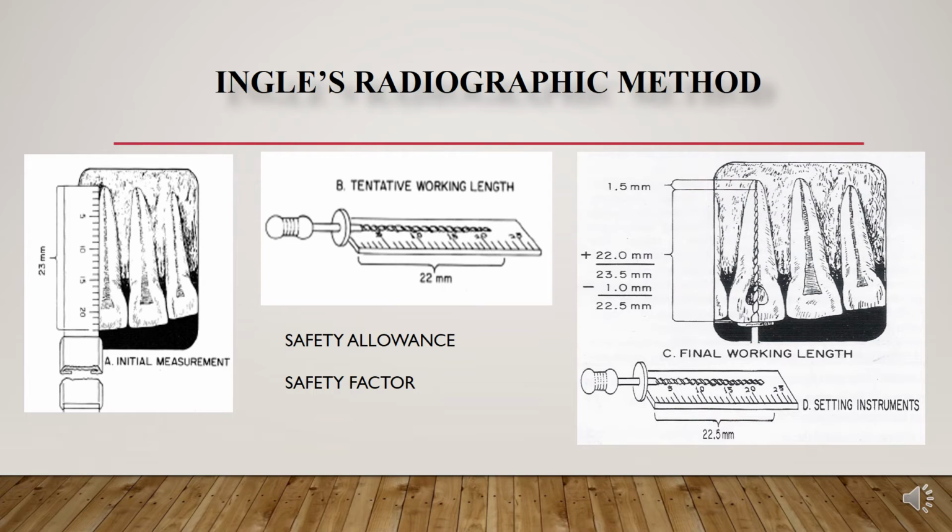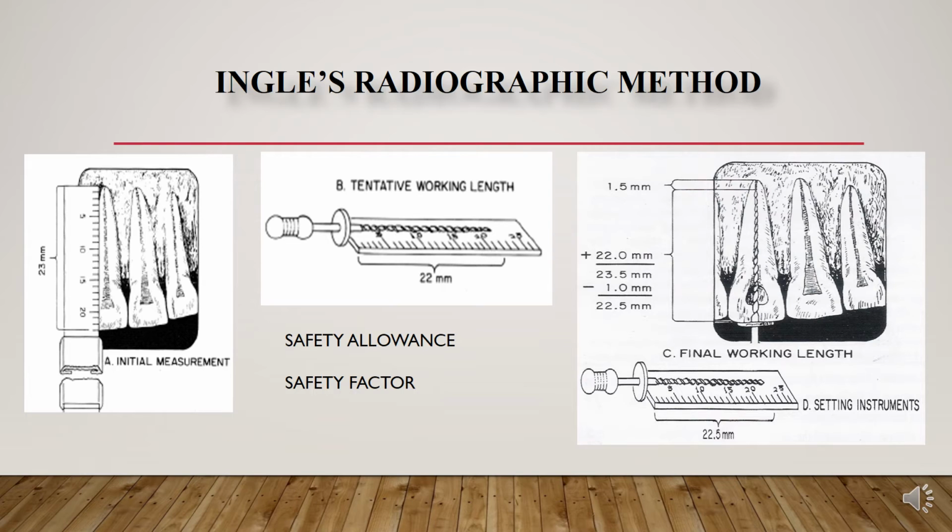And then we take a second radiograph. When you take a second radiograph, we need to see if the tip is short by 1 millimeter, or near the apex, or going beyond. If it is more than 1 millimeter short, necessary adjustments are done. Either it can be added or subtracted, and take a second radiograph, which is a confirmatory radiograph.